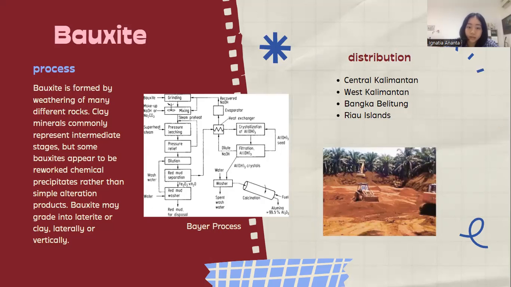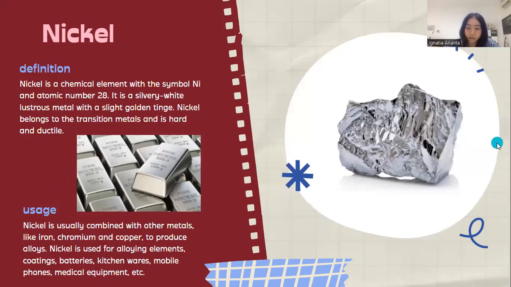So the process to get bauxite is through a Bayer process. You can see in the diagram by yourself. And it's a bit difficult to explain it. And then the distribution in Indonesia is in Central Kalimantan, West Kalimantan, Bangka Belitung, and Riau Islands.